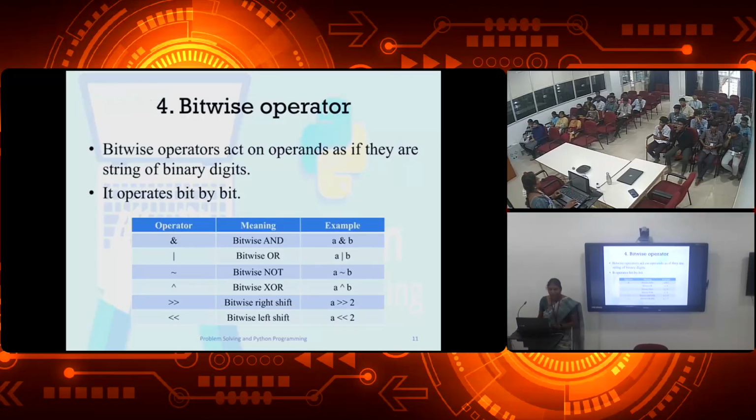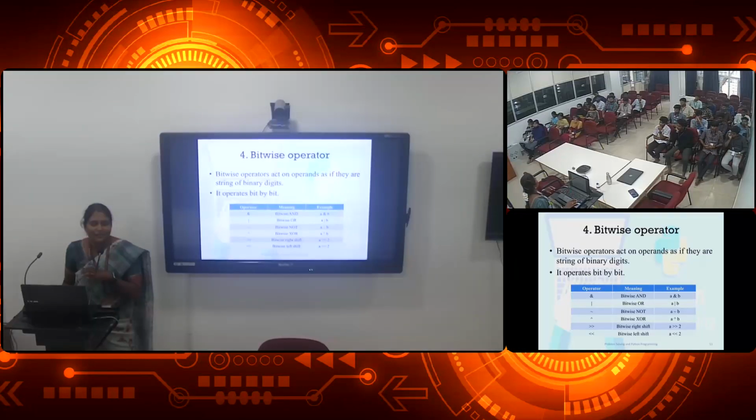Next one is the bitwise operator. Bitwise operators act on operands, and they work on digital values, binary digits, that is zeros and ones. It operates bit by bit. Normally zeros and ones are bit values. So in those bit values 0, 0, 0, 1, 1, 1, it works like that. What are the bitwise operators? Bitwise and, bitwise or, bitwise not, bitwise xor, bitwise right shift, bitwise left shift. These are all the bitwise operators which are applied on binary values.